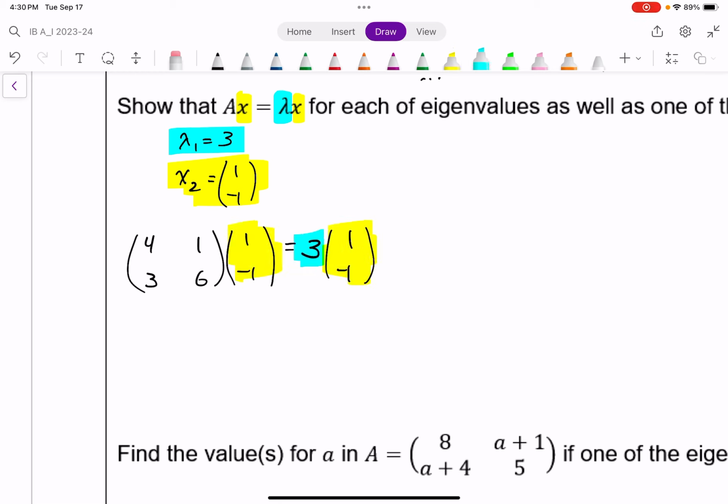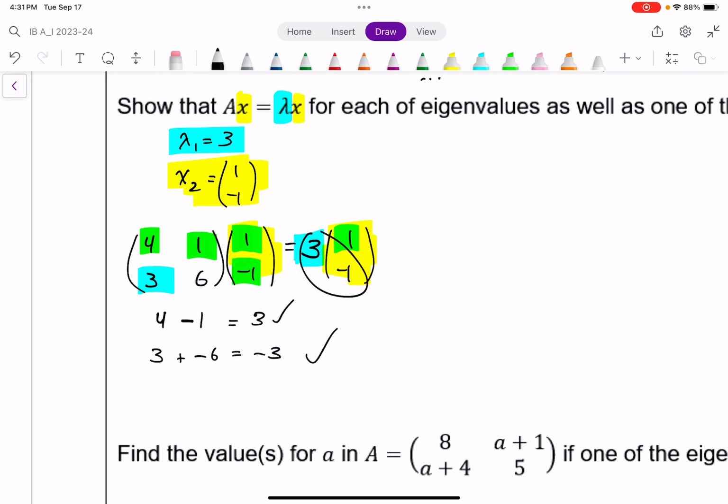And let's just see. It should be pretty quick to see if it's true. For example, 4 times 1 plus 1 times negative 3. So 4 minus 1 should equal 3 times 1, which is 3. And it does. And right here, 3 times 1, which is 3, plus 6 times negative 1, which is negative 6, should equal negative 3. Should equal that part, which it does.